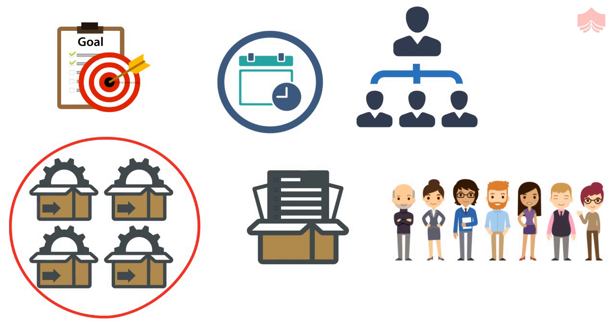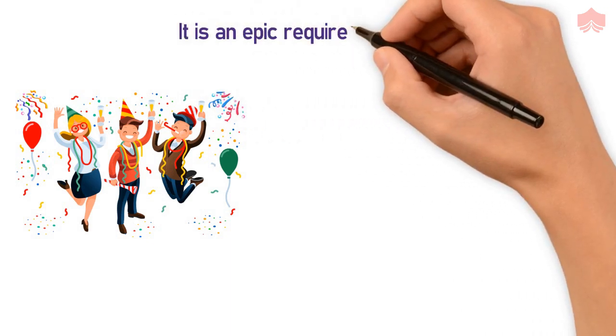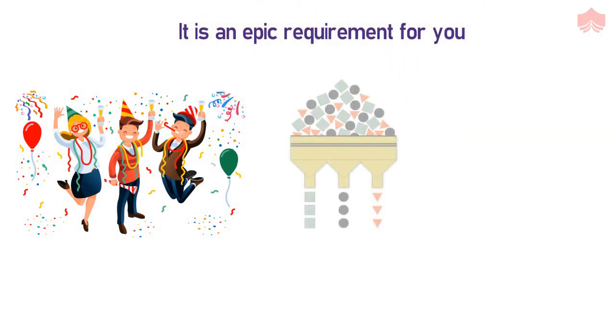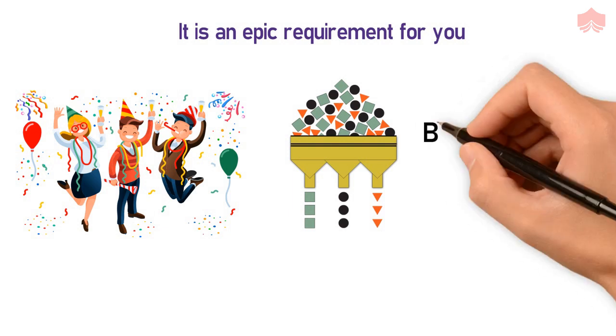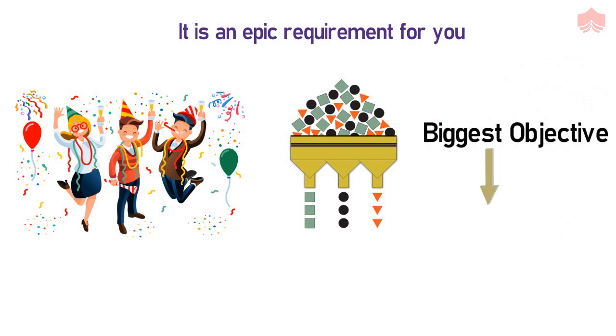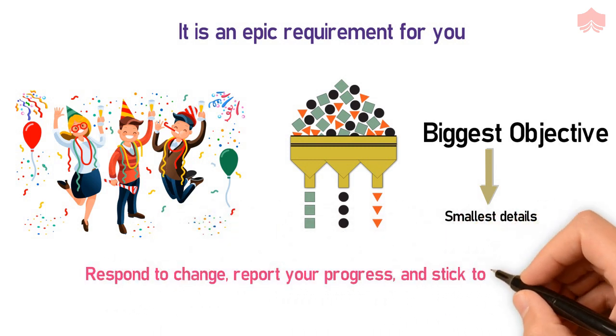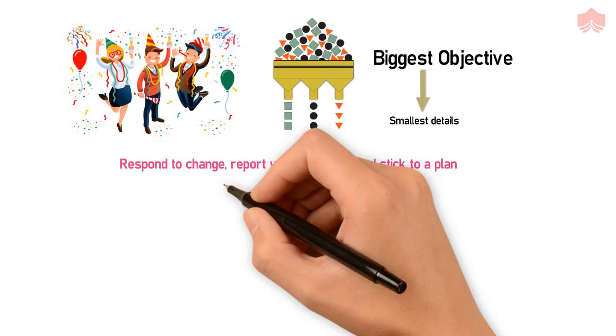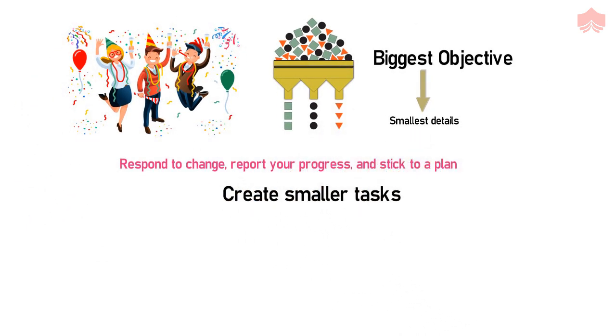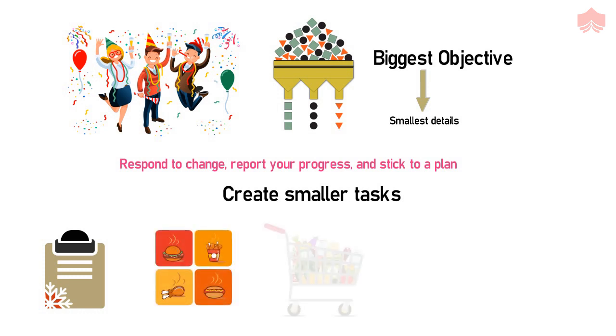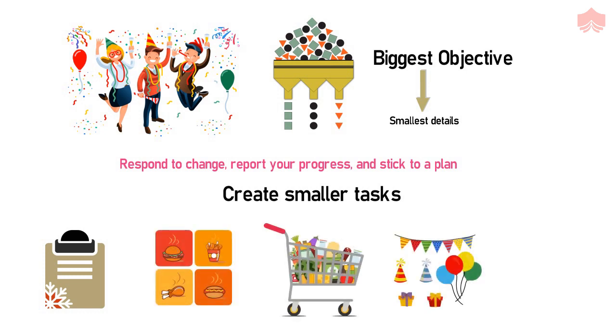Let's try to understand this with an example. Let's say throwing a New Year party at your place can be an epic requirement for you. To do so, you'll need to organize your effort, from the biggest objectives down to the smallest details. You should be able to respond to change, report your progress, and stick to a plan. Once you are aware of the epic, you can drill it down to create smaller tasks, like creating a guest list, deciding on the menu, shopping for the groceries, decorating at home, shopping for the new year, etc.